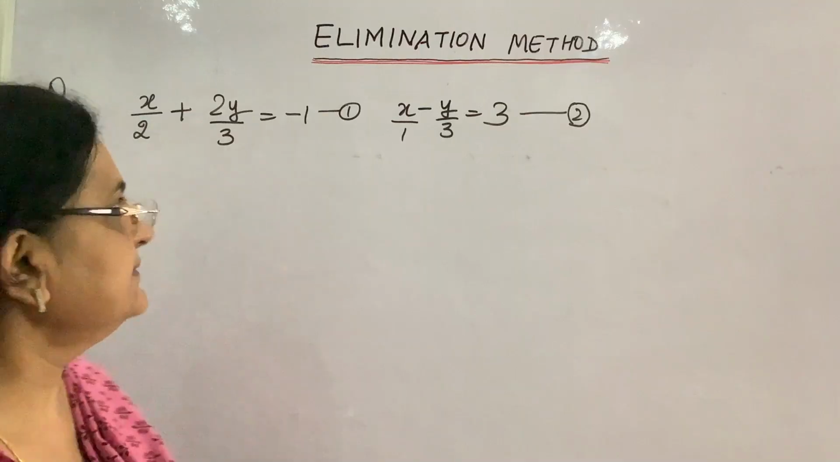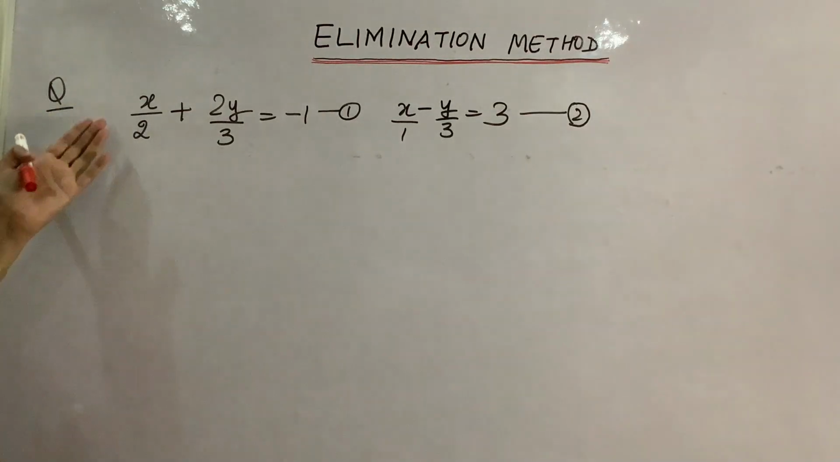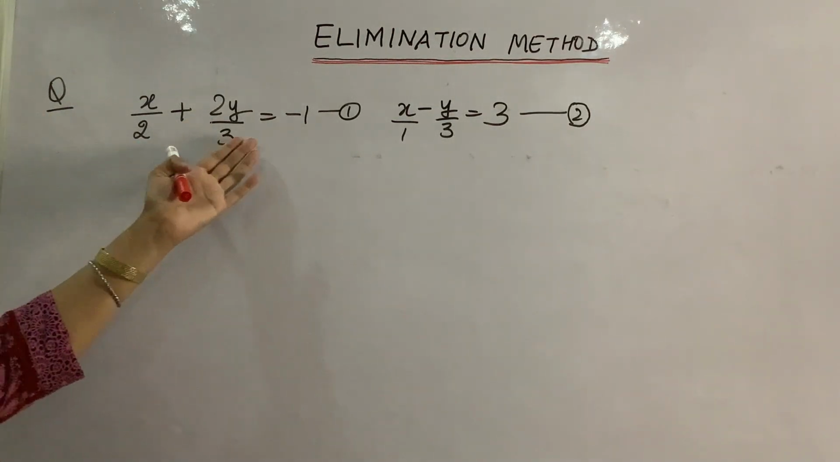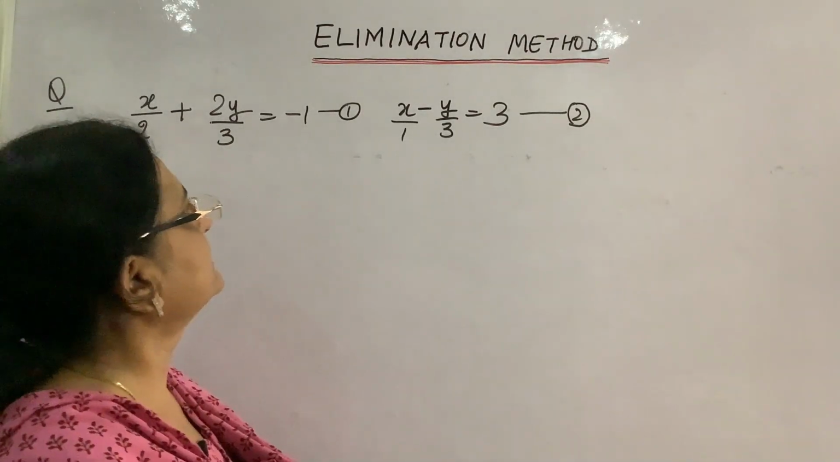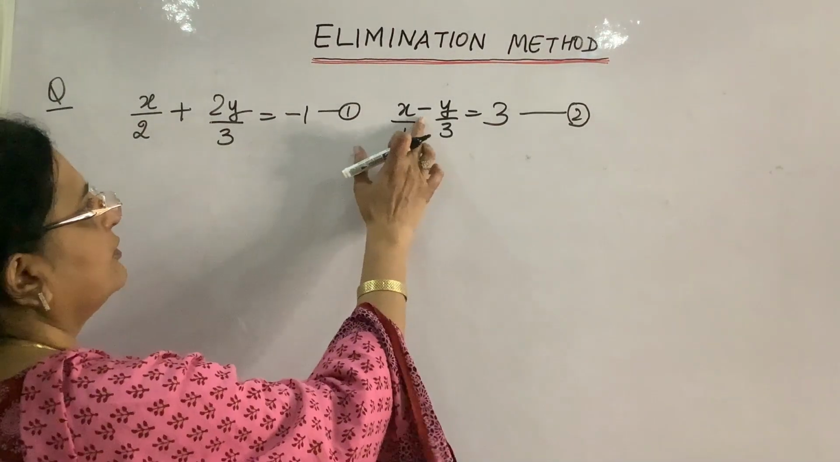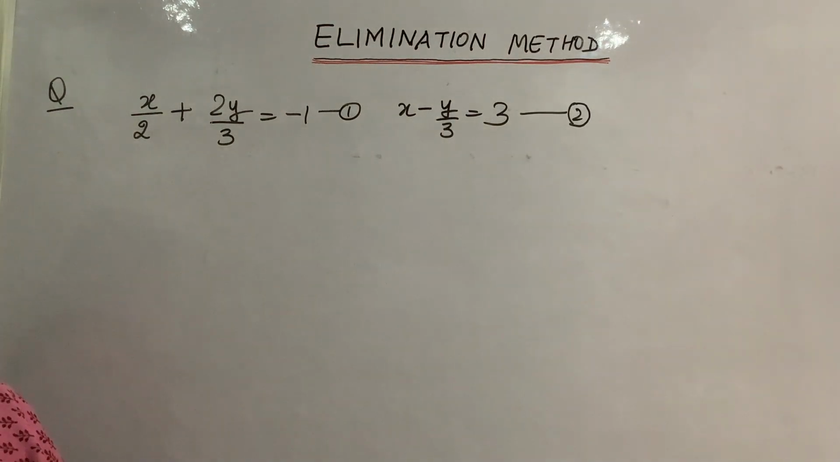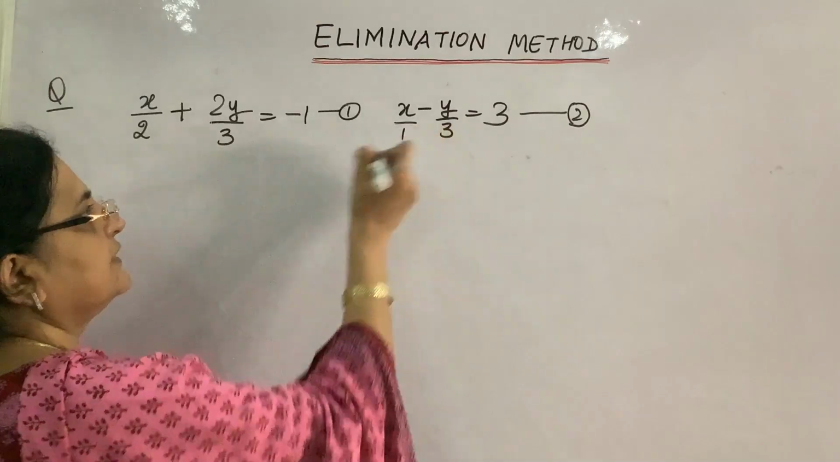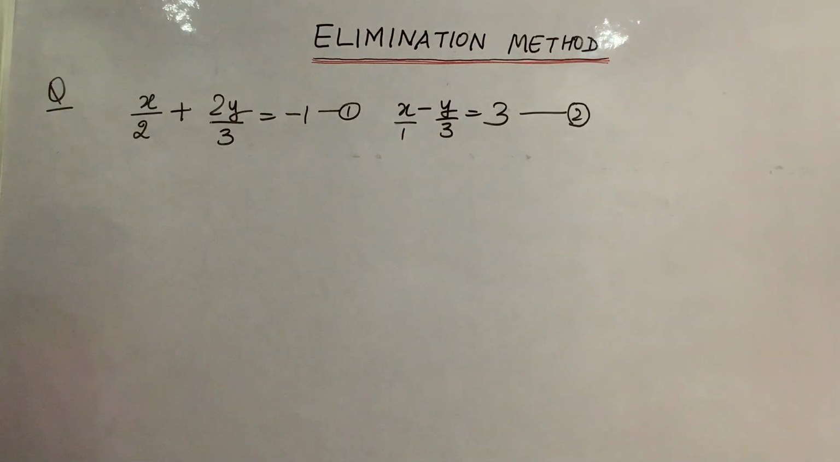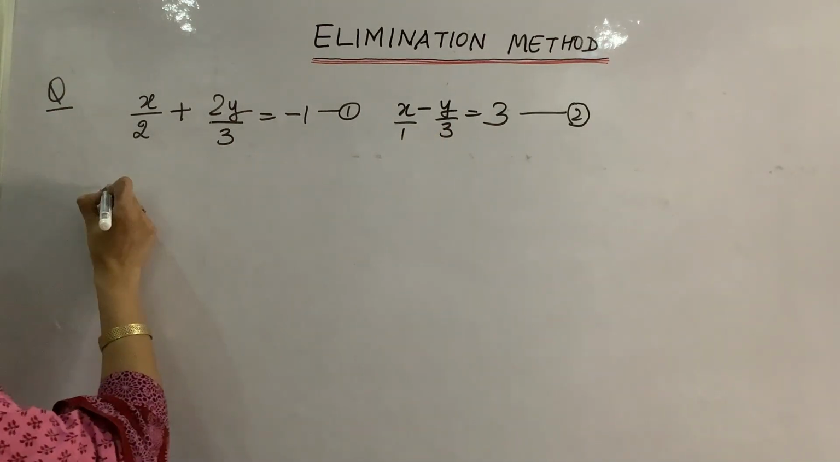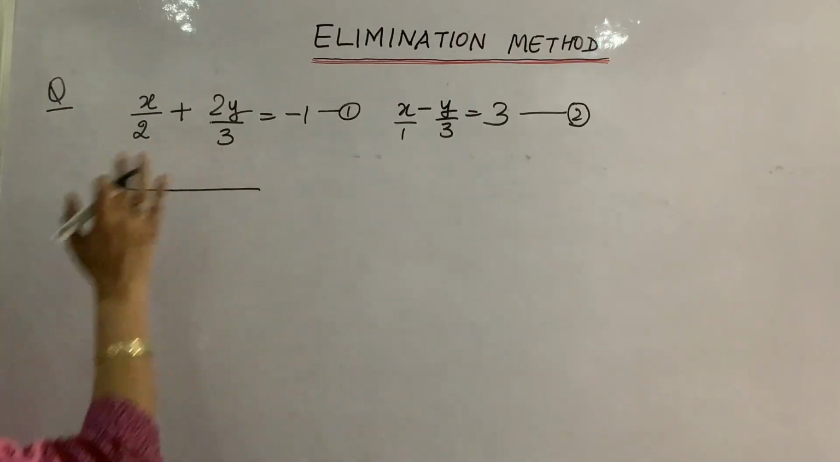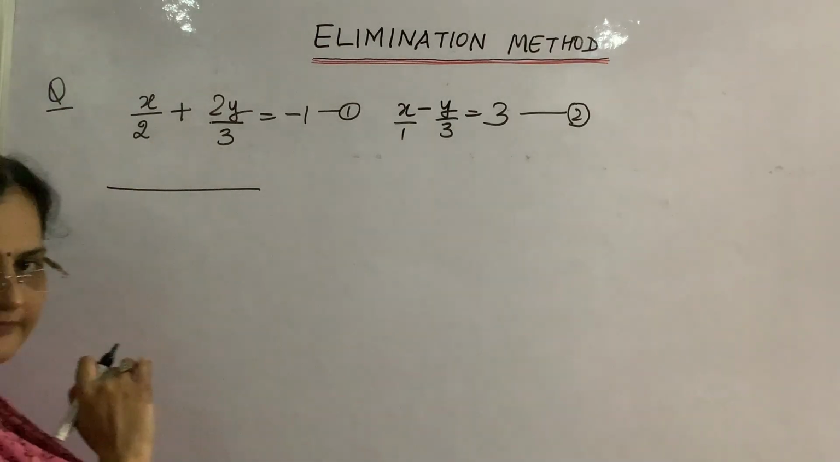Let us solve this question. The question says x upon 2 plus 2y upon 3 is equal to minus 1 and x upon 1, or you can also think of it as x minus y upon 3 is equal to 1. Nothing is given, so we will write x upon 1. So the first thing that comes to our mind is to get rid of these fractions. How to get rid of these fractions?